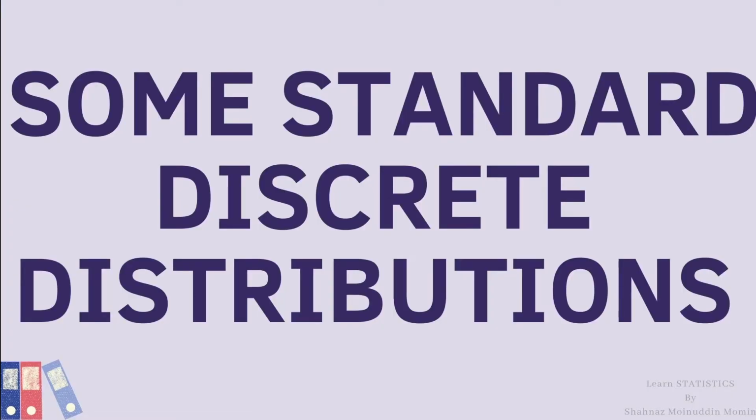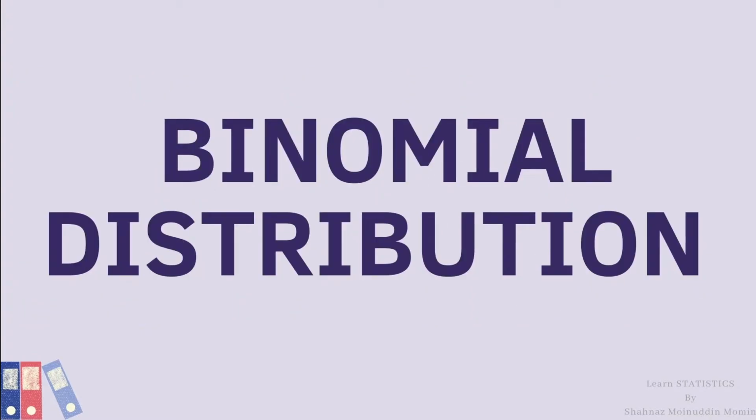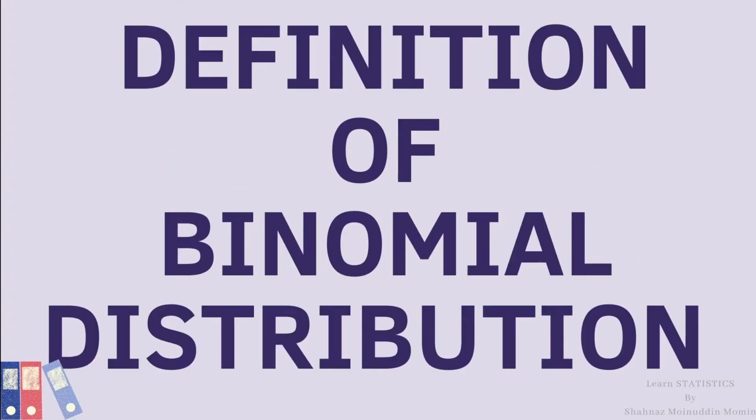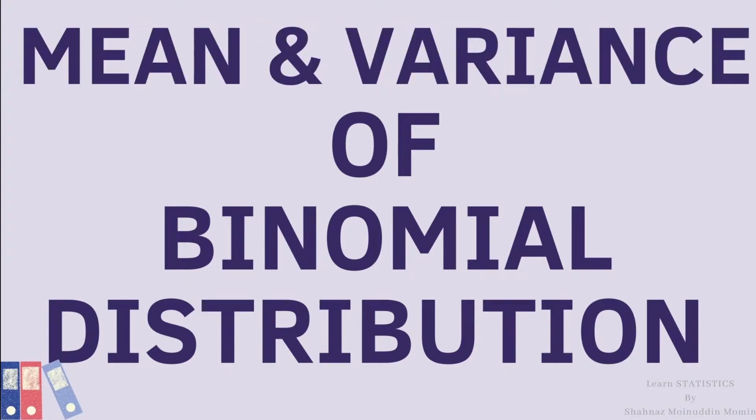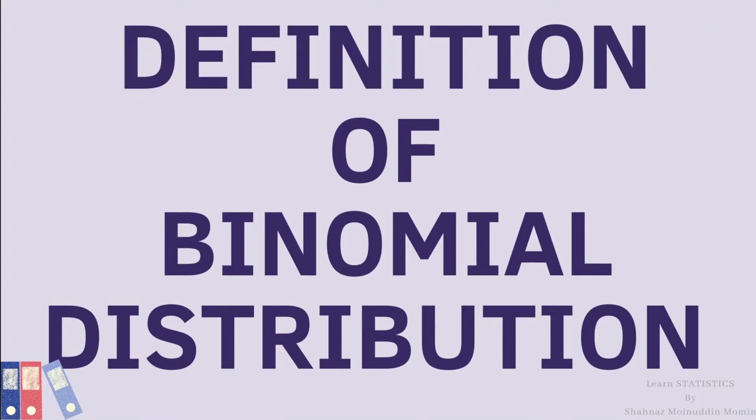The topic of today's lecture is some standard discrete distributions. In this topic, we are going to learn binomial distribution. In the binomial distribution, we are going to discuss 3 points. The first point is the definition of binomial distribution, the second point is the mean of binomial distribution, and the last point is the variance of binomial distribution. So we shall start with the first point, the definition of binomial distribution.